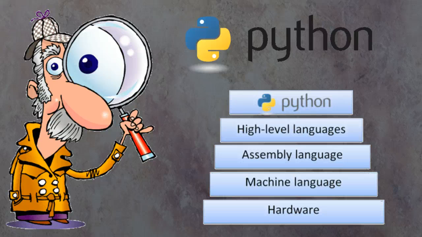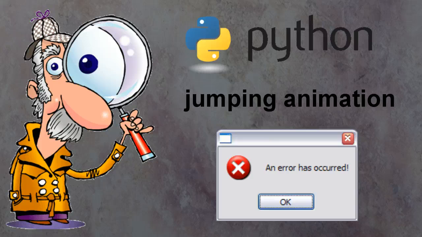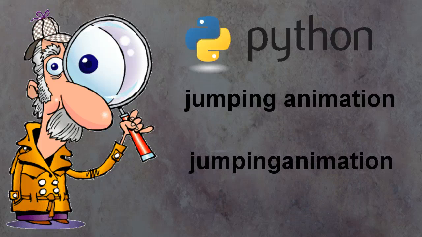That sometimes means you would like to use a name that is more than one word long, like jumping animation. But Python does not understand this as one identifier because of the space and will cause an error. One poor option is leaving out the blanks, like so. Then it may be hard to figure out where the words split.